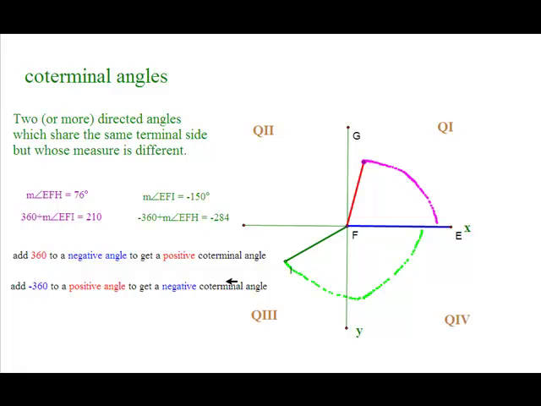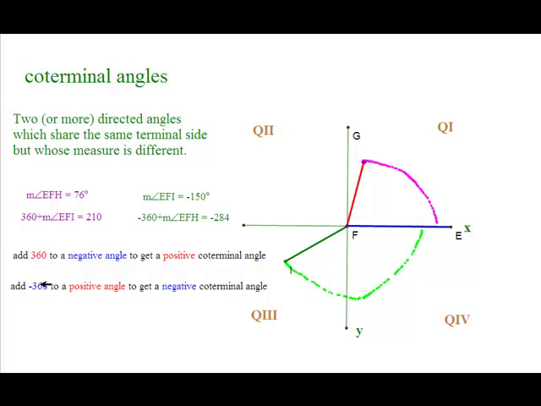This is what we mean by coterminal angles. If one is positive, you can find a negative coterminal angle. If one is negative, you can find a positive coterminal angle. Please note that if adding 360 to a negative angle doesn't get you a positive angle, you can add 720, and you can add multiples of positive 360 to negative angles until you reach a positive coterminal angle.